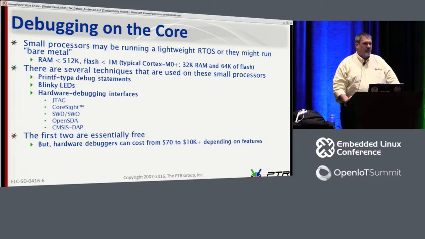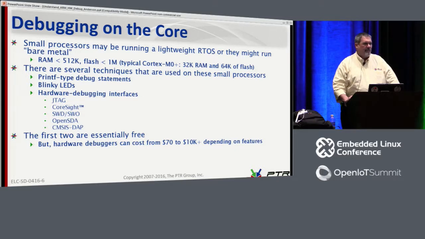Depending on what sort of feature set you're looking for, you can get a very basic JTAG interface for about $70. Even less if you're willing to use bus pirates or something that is not really meant to be a JTAG, but you can trick it into being a JTAG. And then that can be as much as $10,000 on the ARM. I've actually seen Lauterbach units that are quite a bit more expensive than that.